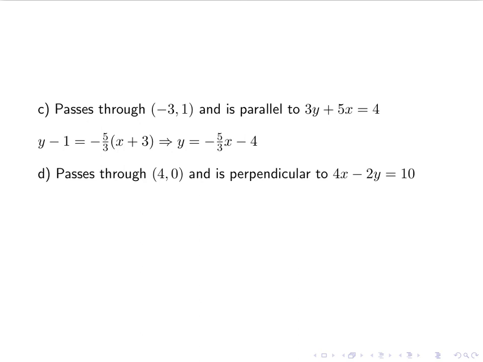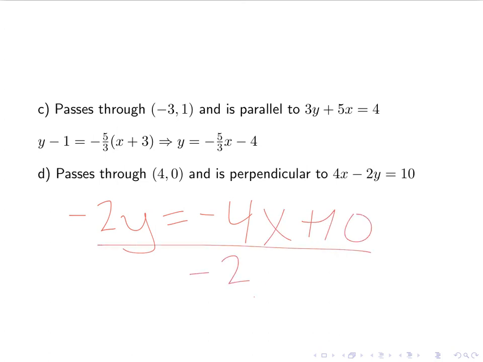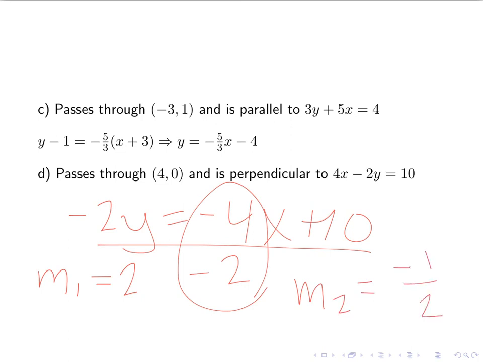And then the last one, passes through (4, 0) and is perpendicular to 4x minus 2y equals 10. Okay, so the first thing we have to do is find the slope. So I'm going to start solving this for y. So I subtract my 4x from both sides, divide by negative 2. The slope is negative 4 over negative 2. Simplify that, of course, and we get 2. Our line is perpendicular to it, so our slope must be negative 1 over 2. Okay, so negate it, change the sign, and flip it. So 2 over 1 becomes 1 over 2.